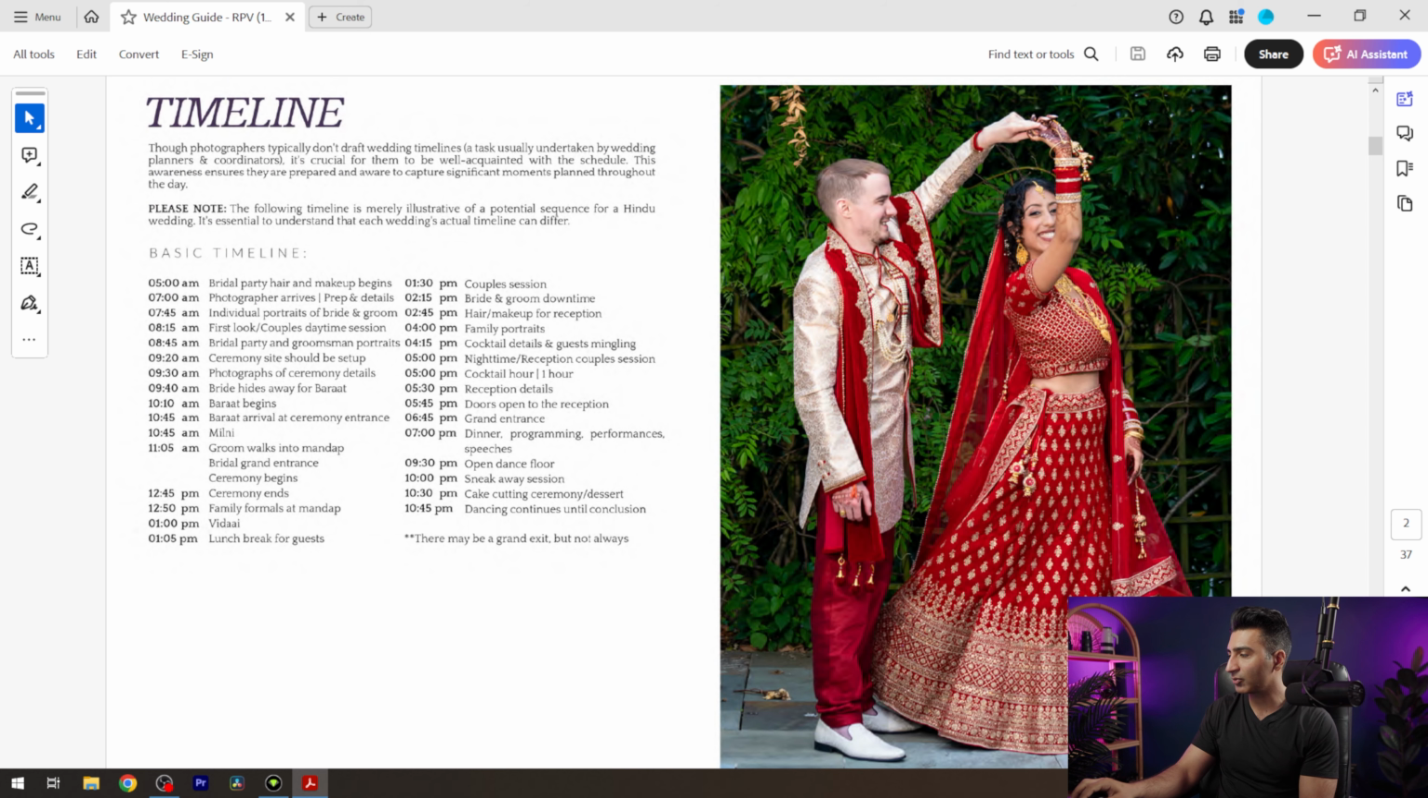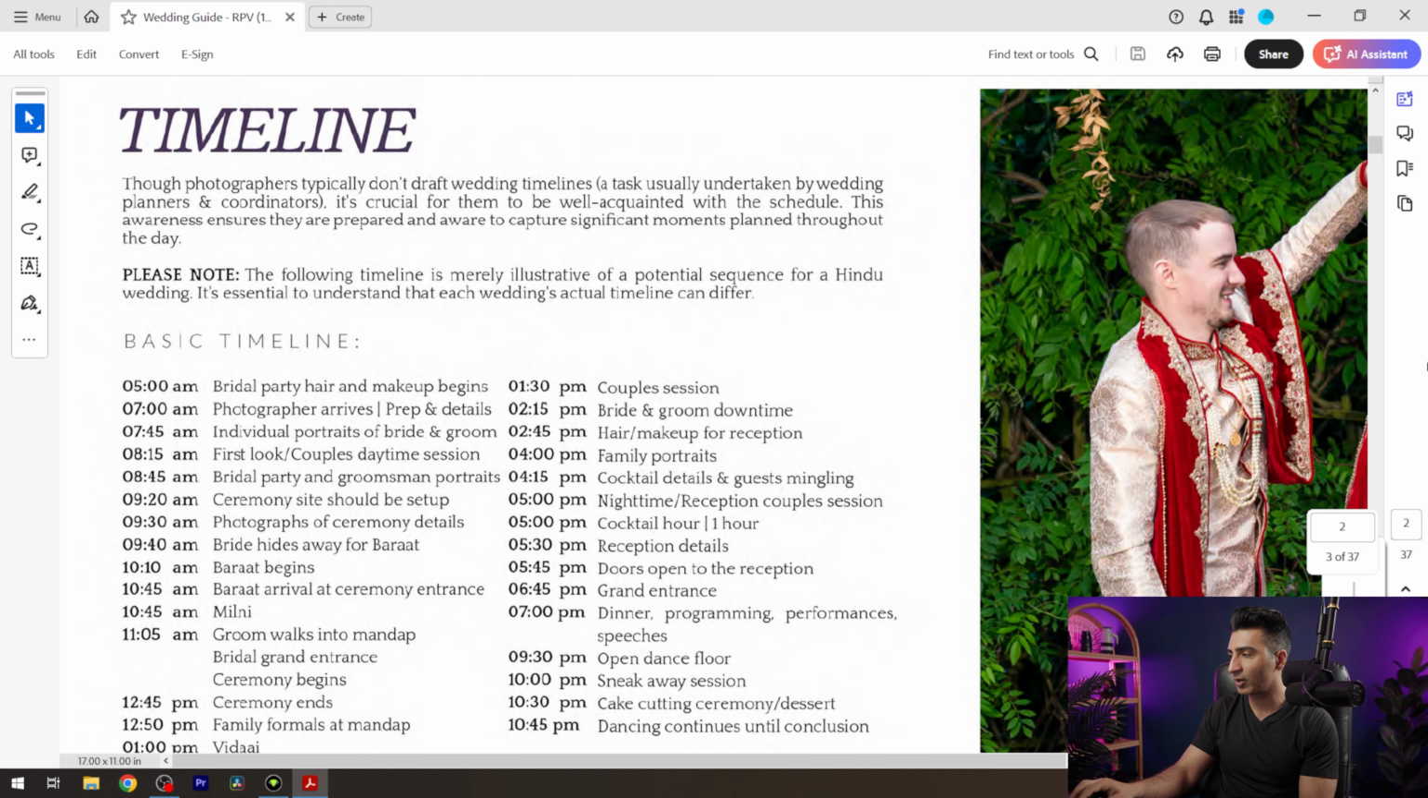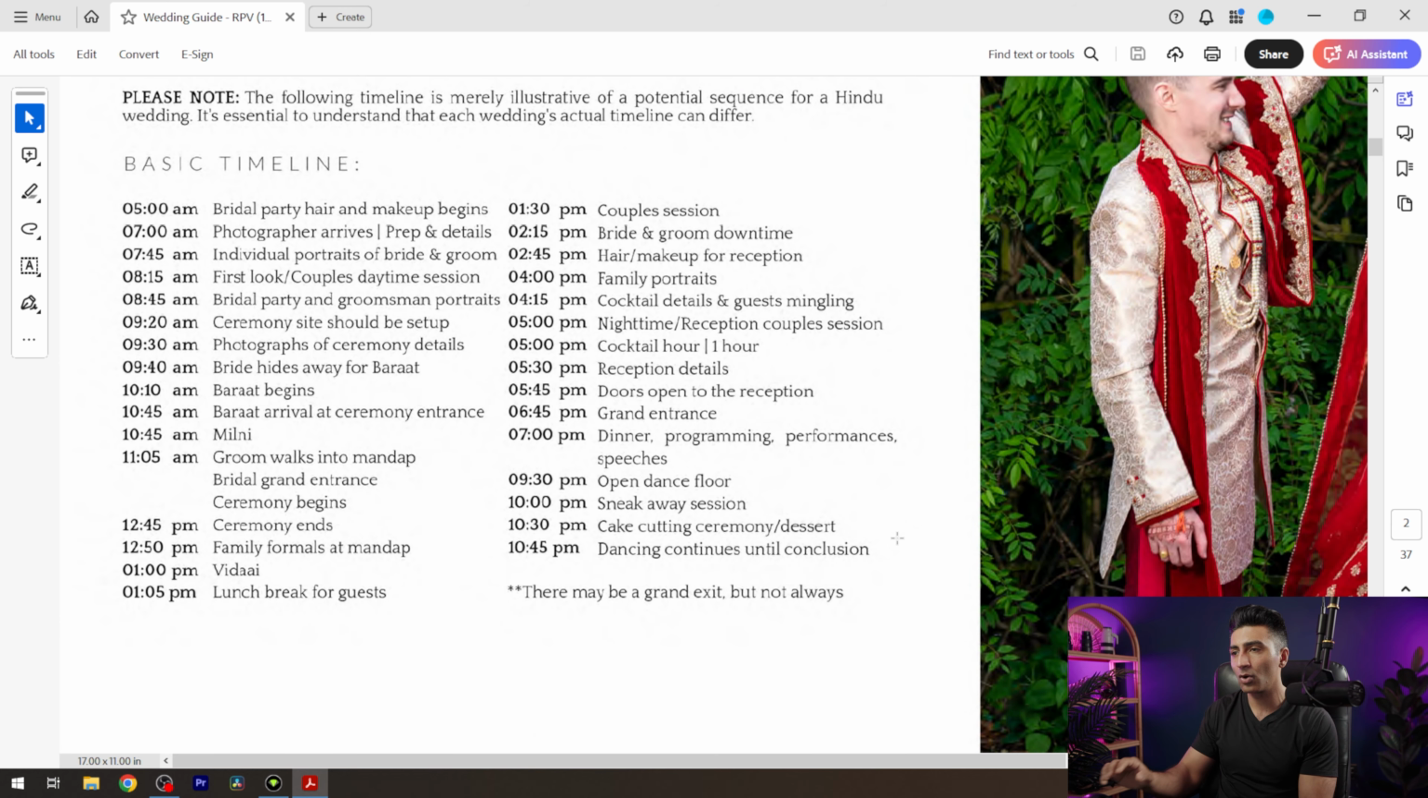Now we have a sample timeline in here, and you'll want to make sure you work with the planner or someone that's helping you organize the wedding day. This is a very general timeline for a wedding day for an Indian wedding specifically, followed by a reception. Here I normally have some general time frames. Obviously, this is going to depend on what you agreed to with your makeup artist, along with your venue. But generally speaking, bridal party hair and makeup will start roughly 5 o'clock in the morning, or maybe even earlier, depending on your timeline.